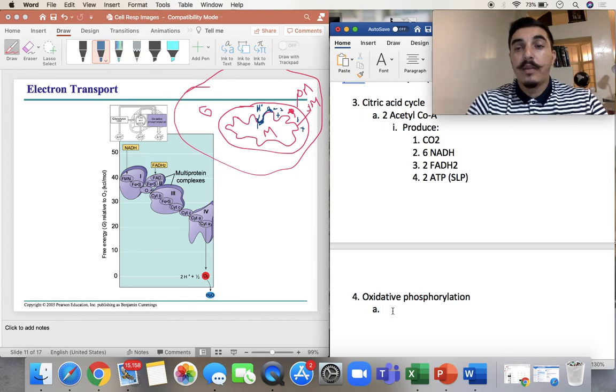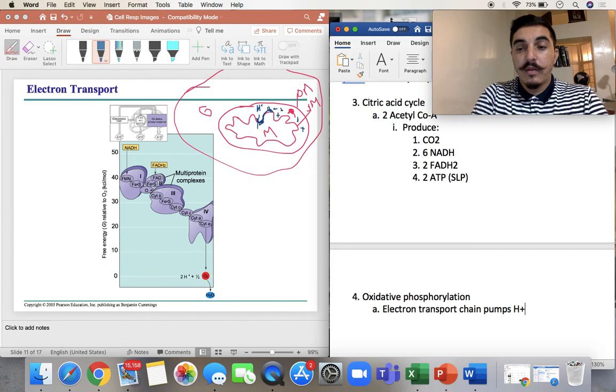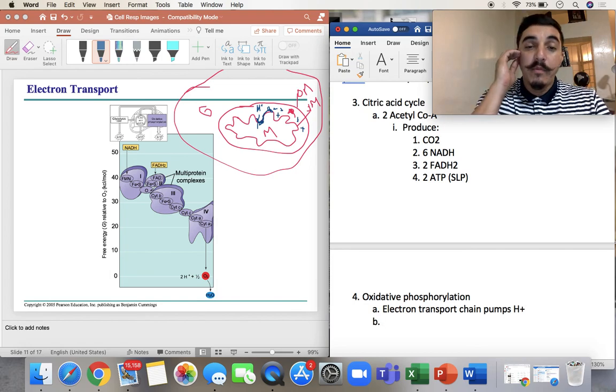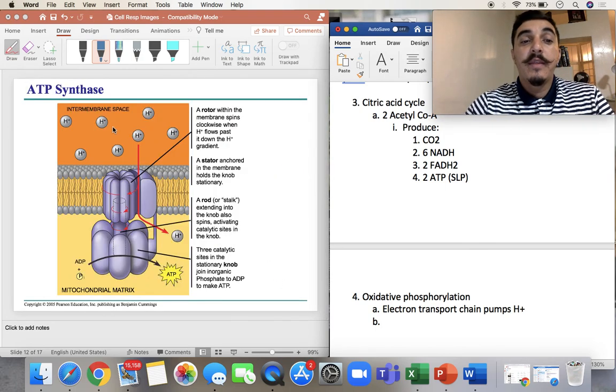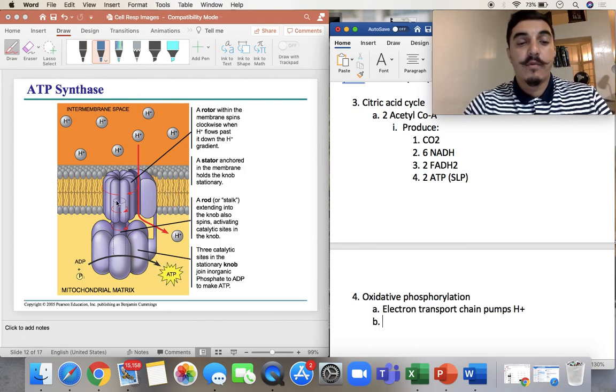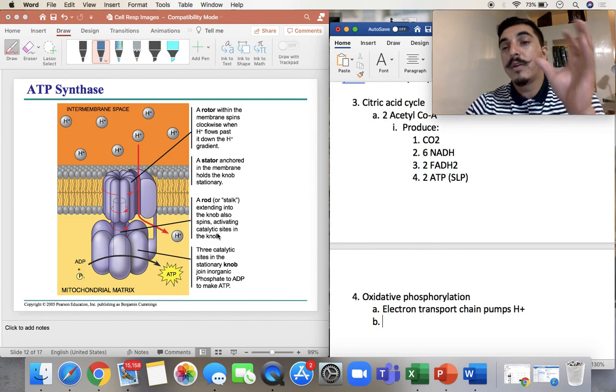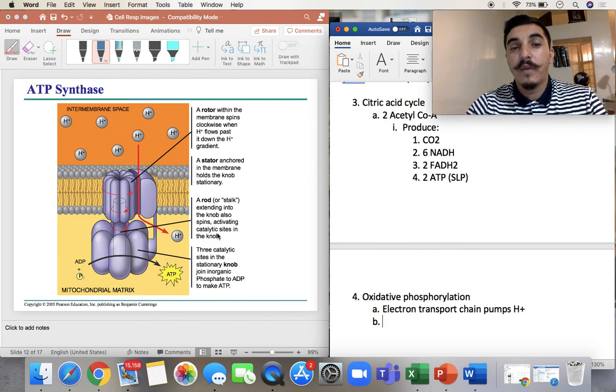So in oxidative phosphorylation, the electron transport chain pumps H plus into the membrane. Now what's going to happen? We have another cool molecule in there called ATP synthase, a little protein in the membrane. It looks like a little robot, kind of. So what does that do? Why is it so important to have the ones that carry the H pluses? What's the whole point of that?